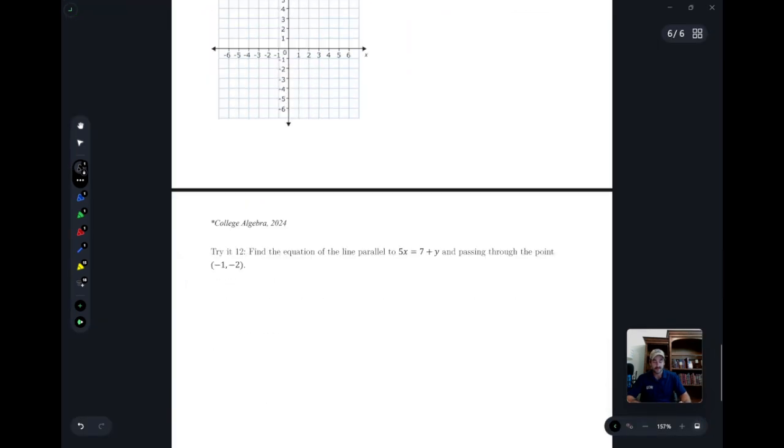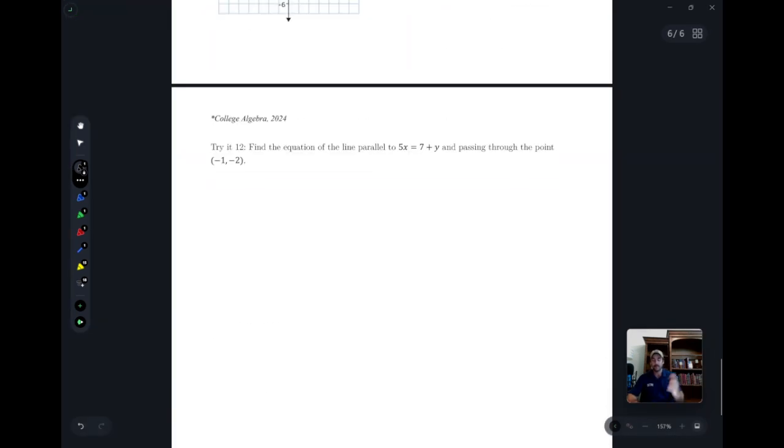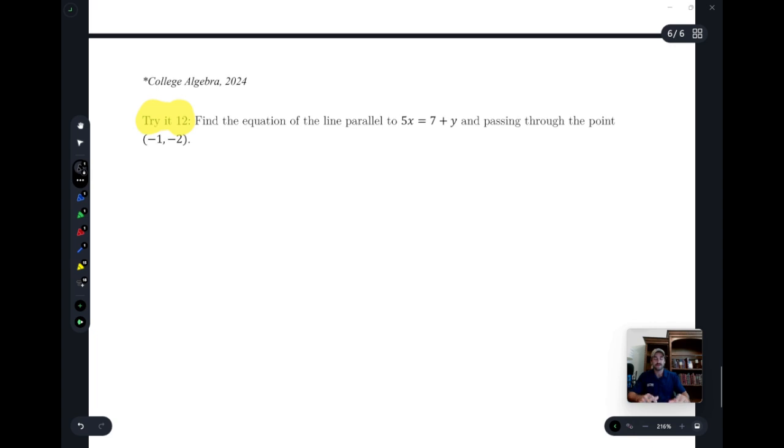So let's hop down and do one more problem, even though I didn't highlight it. We're going to find an equation, because this is going to be practice. This kind of sums up the whole chapter: finding an equation, finding a parallel line, identifying slope, all of those things. So find an equation parallel to this line right here.